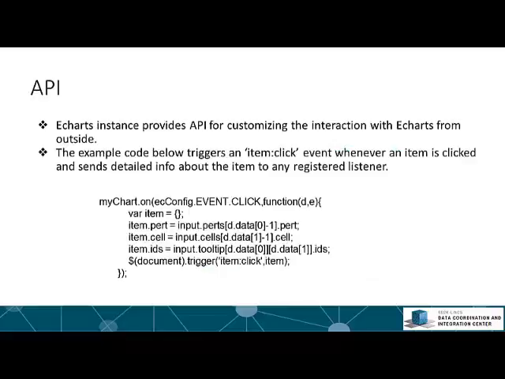Now we have finished building the option object, and we use myChart.setOption, with the option object, to set the option to the chart, and you should be able to see a scatter plot now. The ECharts instance also provides an API for customizing the interactions with ECharts from outside. The example code below triggers an item click event whenever an item is clicked and sends detailed info about the item to any registered listener.